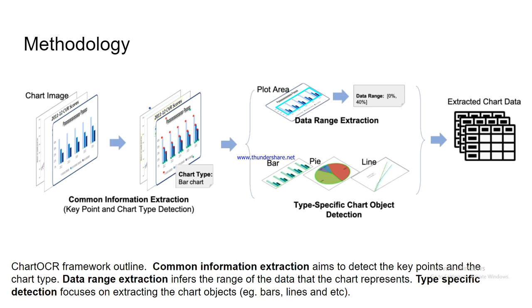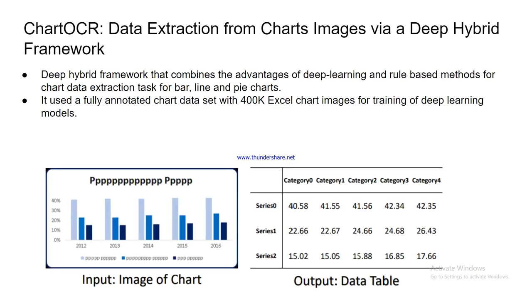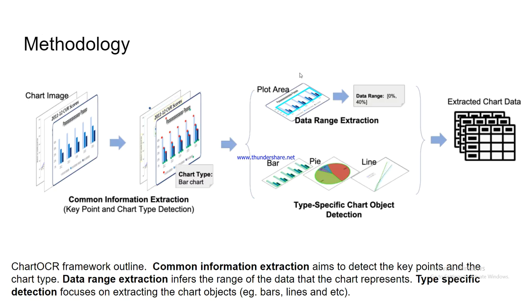Its methodology is based on both human-defined rules, a rule-based method, and a deep learning method. Let's first find out the common information extraction. Then it does data range extraction with type-specific chart object detection, and then finally it extracts the chart data. But for doing that, first, information extraction aims to detect the key points and the data type.